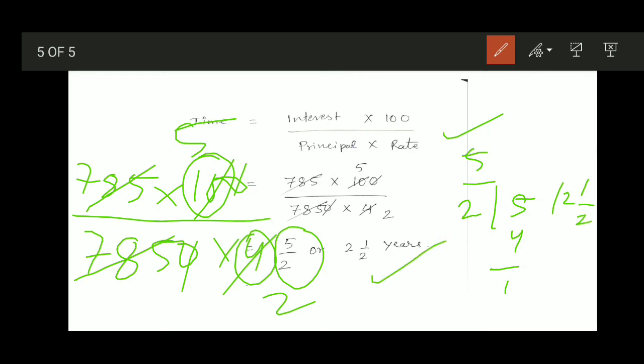So this way I have solved some questions. Now I will give you some work. Do it in your maths copy. Thank you students.